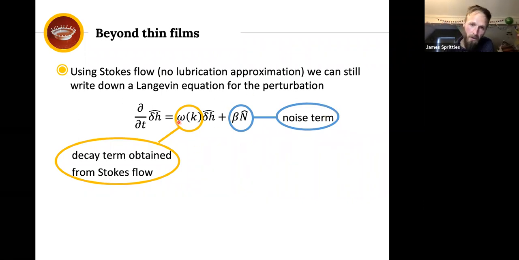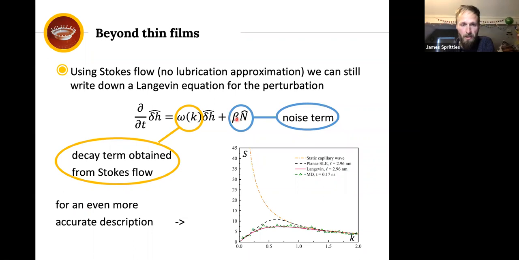Okay, so now we know omega from the deterministic models for Stokes flow. We can just plug it in there. We know what beta should be in equilibrium, so we can fix that. And so using this model, we can now actually get Stokes flow results. And you see, importantly, that this is able to capture this early time behavior.